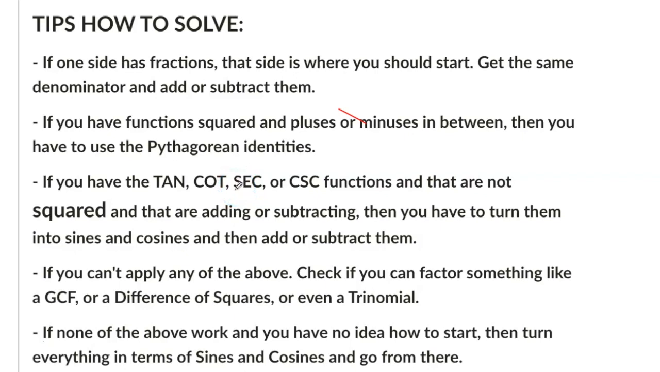Okay, that's another idea. If you can't apply any of the above, try factoring: greatest common factor, difference of squares, trinomials, or even other math. Now, when you're doing identities, anything goes as long as the math makes sense and it's a logical process. Like I said here, if none of the above work and you have no idea how to start, turn everything into sines and cosines and go from there.